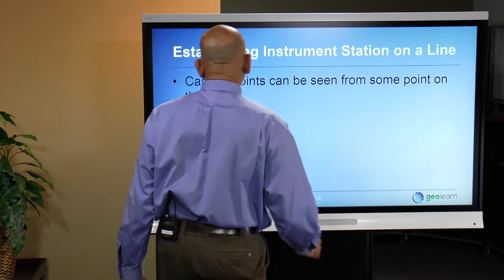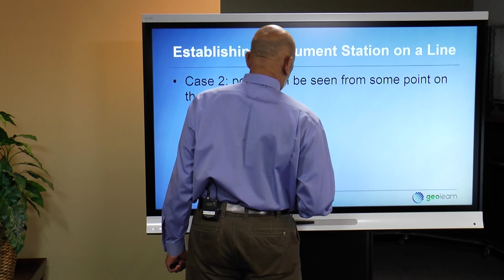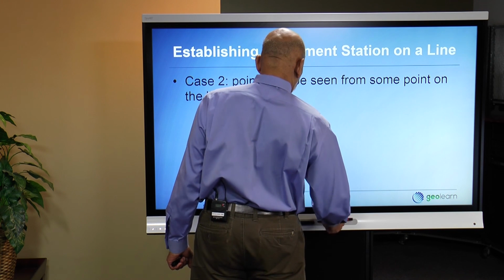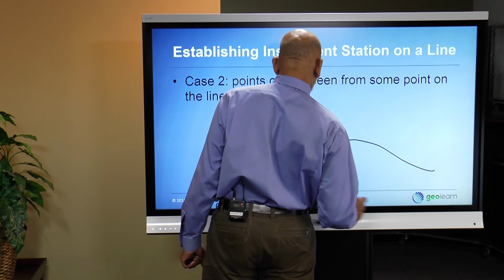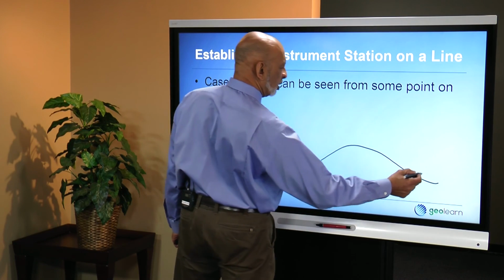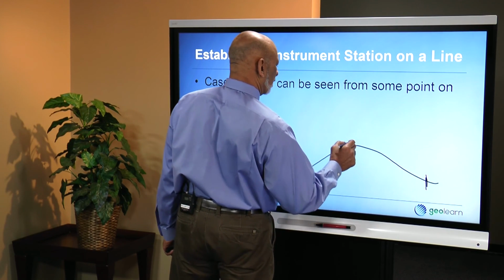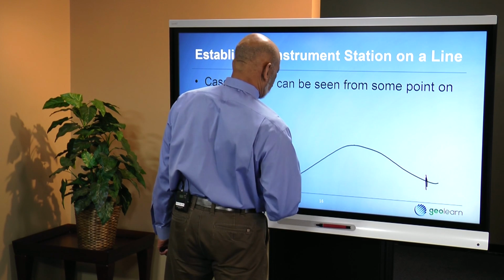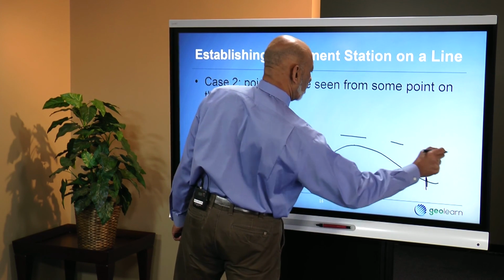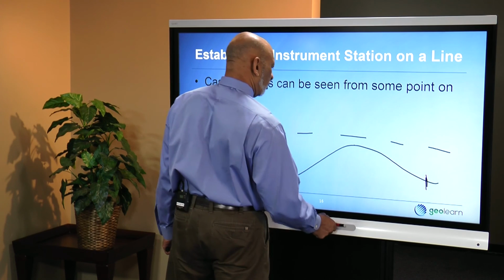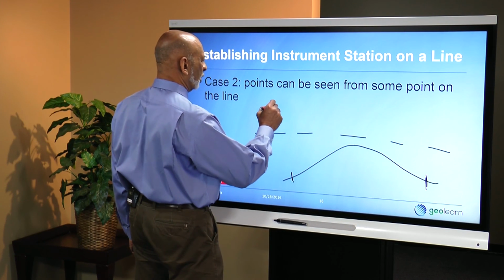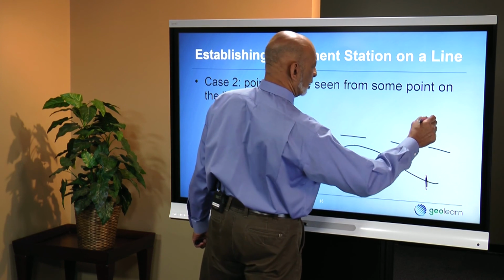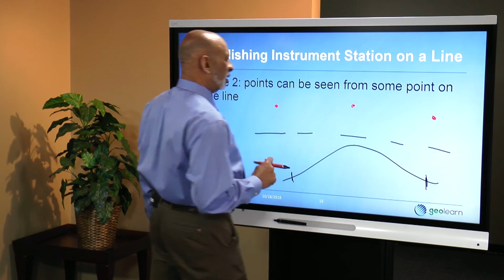They're not intervisible, so looking at this from the side, we have this situation. The land looks like this. We have a point over here, we have a point over here, and we need to set a point somewhere here on this hill. So that's in profile view. So in plan view, here are the 2 points, and we somehow need to locate a point here. How do we do that?